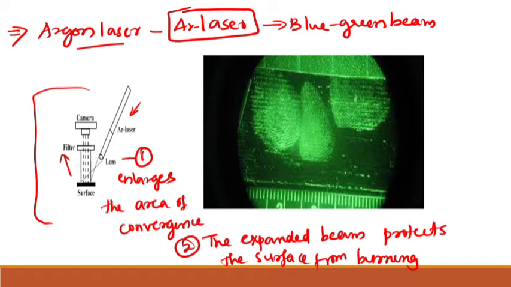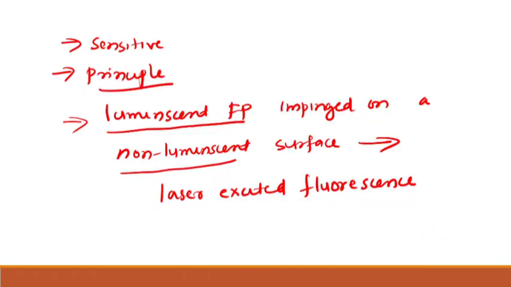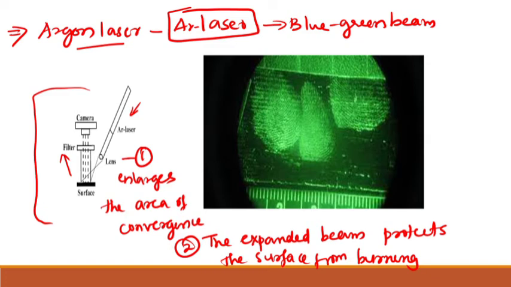So I hope you understood this. The laser method is very sensitive and is based on the principle that a luminescent fingerprint impinged on a non-luminescent surface produces laser excited fluorescence, and this helps to view the fingerprint on difficult surfaces where the powder method and chemical method are not giving results. The main laser we use is the argon laser.